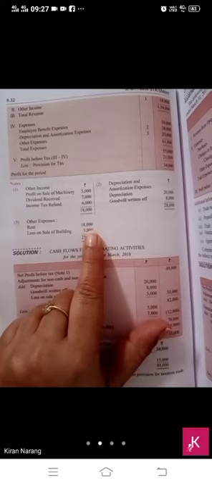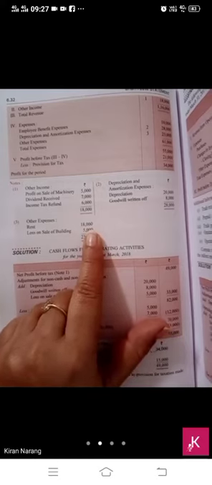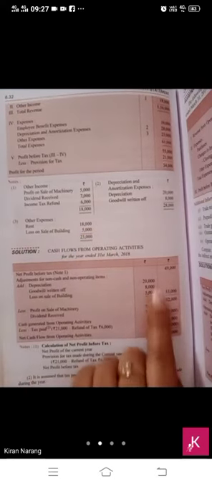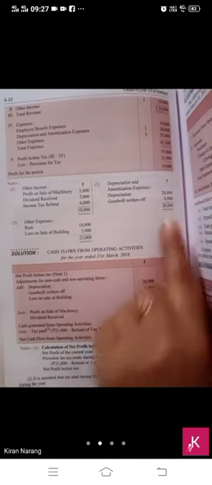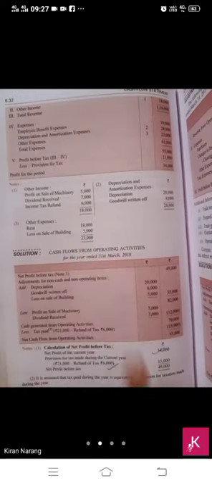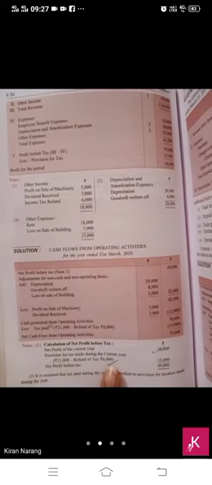Now, rent is a normal expense. It is not there in the format of the cash flow statement. Loss on sale of building will be added. Depreciation, goodwill write-off and loss will be added, bache, and these two incomes will be subtracted. This refund of tax will be subtracted from the working note.